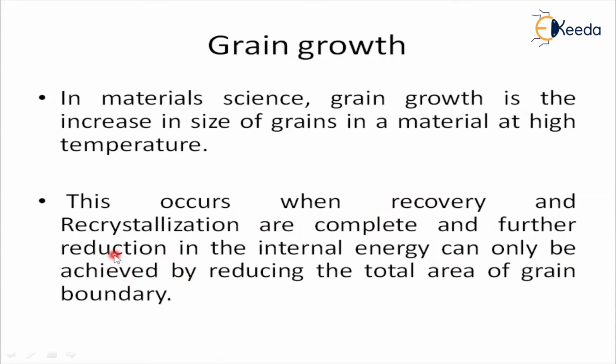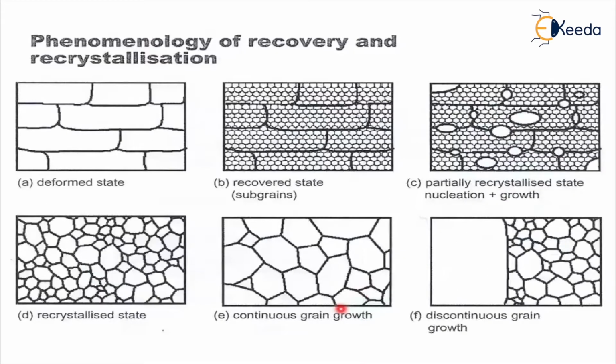So that means even after recovery and recrystallization are observed in the material, if they are unable to reduce the internal energy or the stresses, then grain growth is the only process used to reduce the internal stresses and all other defects existing in the material. So that's why grain growth is the last stage in the annealing process, which is achieved by reducing the total area of grain boundary. You can see the various images.